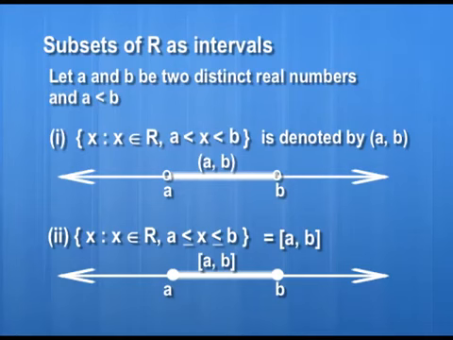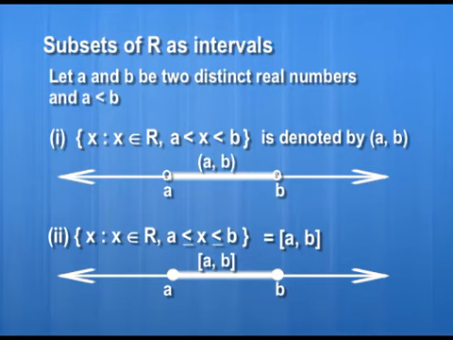Now, let us consider subsets of real numbers. Let me take two real numbers a and b, a less than b, and plot them on the number line. Now, let me consider the set of all real numbers such that the real number is greater than a and less than b, a and b not included. Then it represents an interval which is known as open interval. Open interval is written like this.